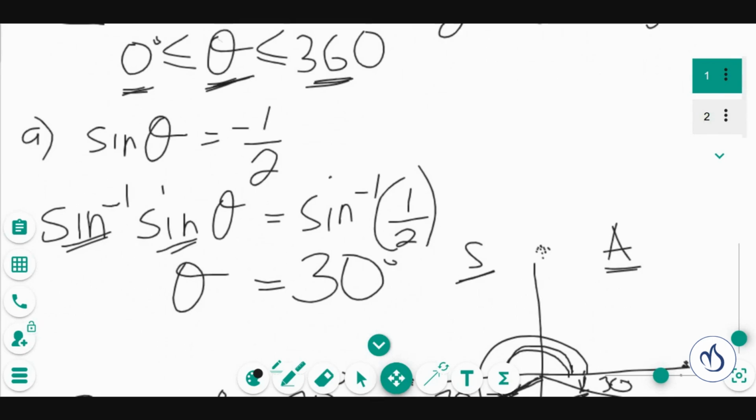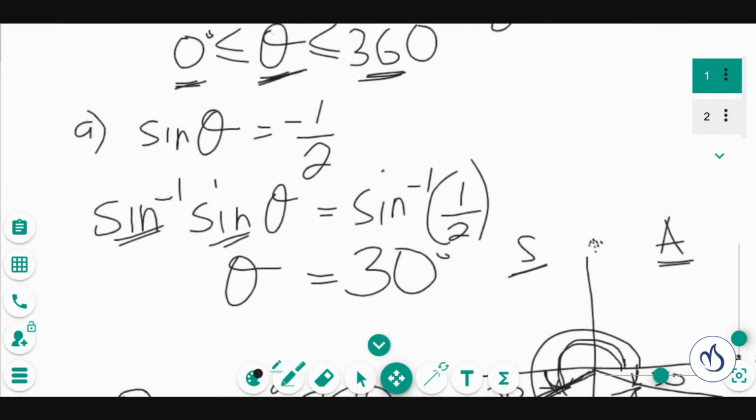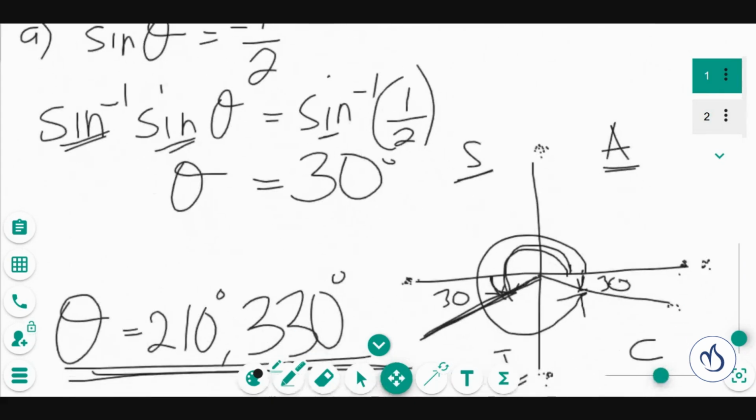What I do, I introduce sine inverse on both sides. Sine and sine inverse cancel out, and on the other side, I take the sine inverse. It does not matter whether the value is positive or negative, always take the sine inverse of the positive form. The sign that is there will help us find out which quadrant it falls in. Since that was a negative, after taking the sine inverse, we get 30. That's not our answer.